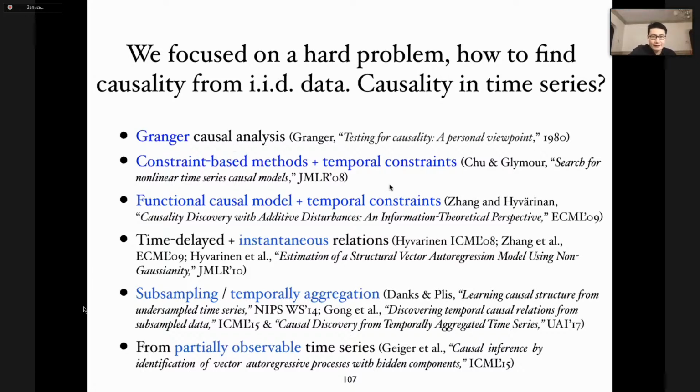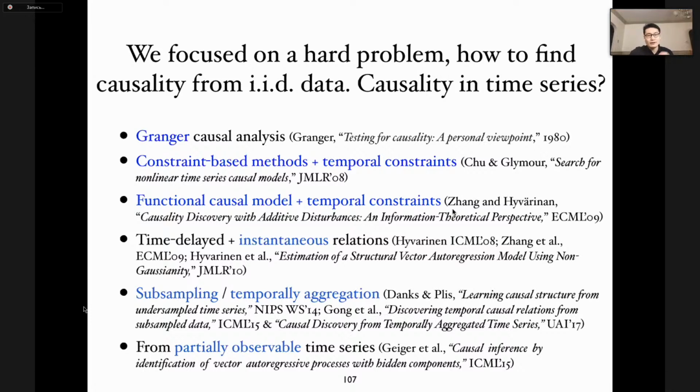Okay, and then you can view this problem, causal discovery from time series, as a special case of causal discovery from IID data. What does that mean? It means that we can apply constraint-based methods combined with temporal constraints, temporal precedence information. Causes happen before the effects, or they can happen at the same time if you have low resolution, but causes cannot happen after the effects. This is the method used in this paper. You can also apply a functional causal model like the linear non-Gaussian model to the data, and further benefit from temporal constraints.